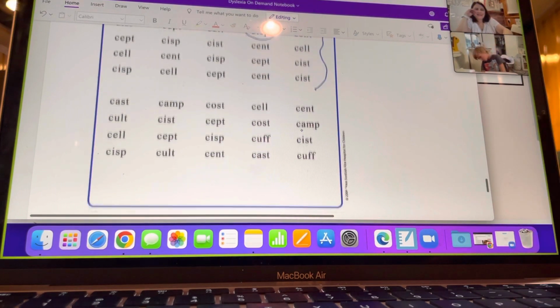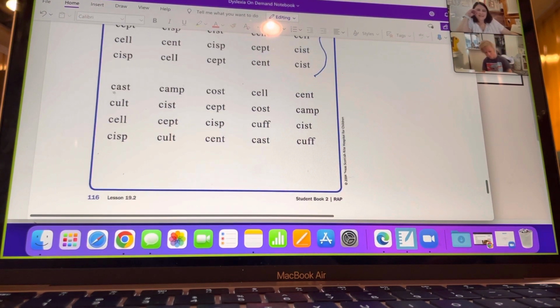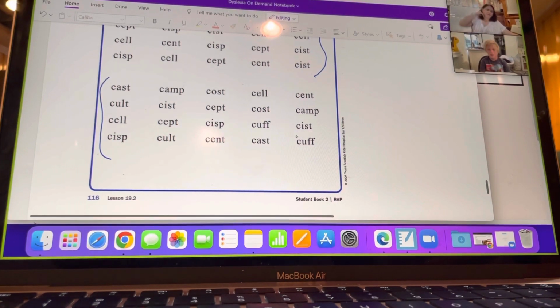Okay. Interesting. Okay, do this last section. Cast, camp, cost, sell, scent, colt, cyst, sept, cost, camp, sell, sept, zist, cuff, cyst, colt, scent, K, cast, cuff. Okay, good work.